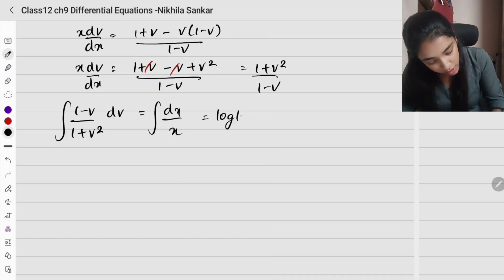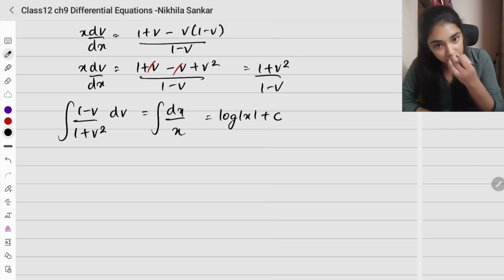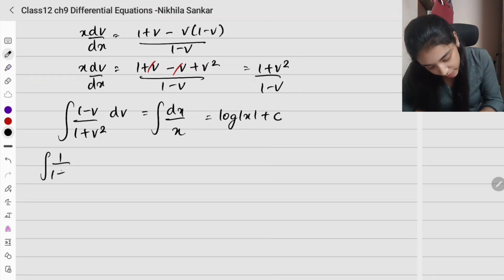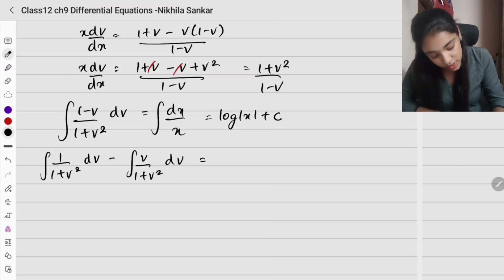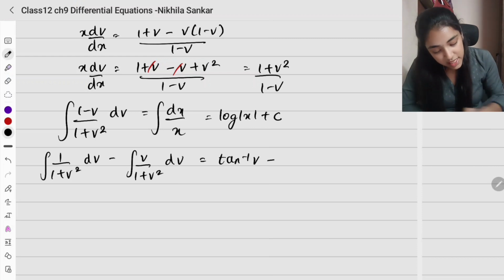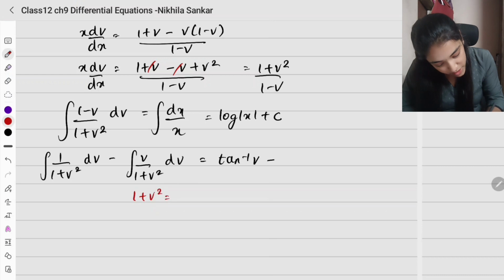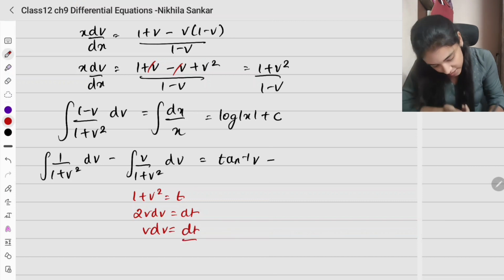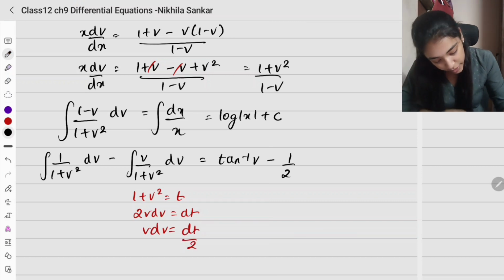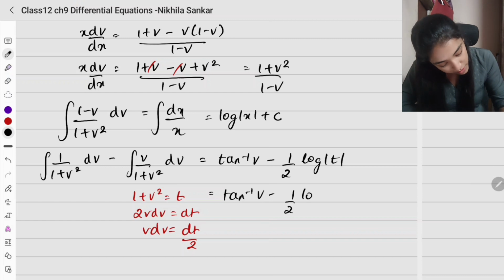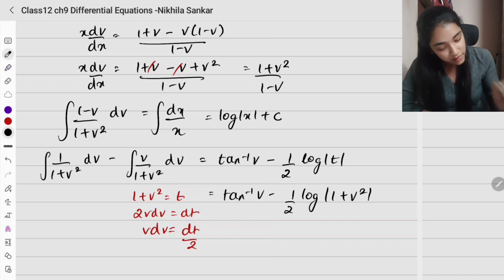Right hand side is going to give me log mod x plus c. Left hand side, what am I going to do? I am going to split. So what will I have? Integration of 1 divided by 1 plus v square dv minus v divided by 1 plus v square dv. So this is going to give me 1 divided by 1 plus v square, that is tan inverse of v, minus v divided by 1 plus v square, by substitution method. So 1 plus v square is t, 2v dv is dt, v dv is dt divided by 2. With the substitution, I'll have 1 divided by 2 times dt divided by t. So it is going to be log mod t, which is nothing but tan inverse v minus half log mod, your t is 1 plus v square.